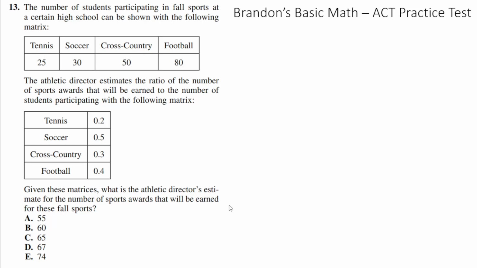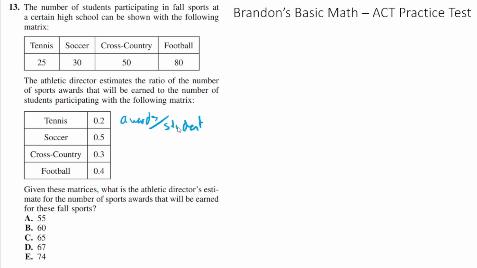So this is a pretty worded question here. The number of students participating in fall sports at a certain high school can be shown with the following matrix. The athletic director estimates the ratio of the number of sports awards that will be earned to the number of students participating with the following matrix. Given these matrices, what is the athletic director's estimate for the number of sports awards that will be earned for these fall sports? So these ratios here are representing the awards per student.